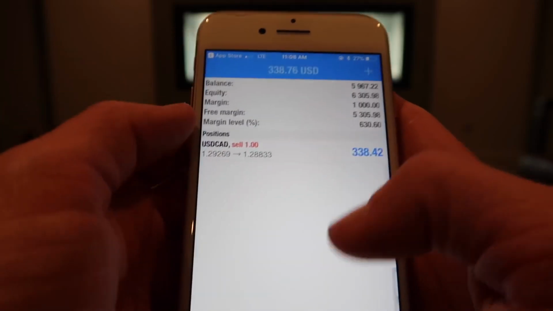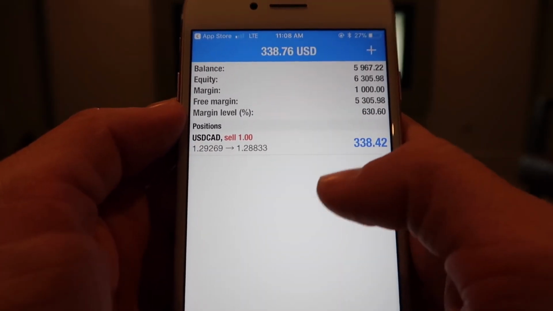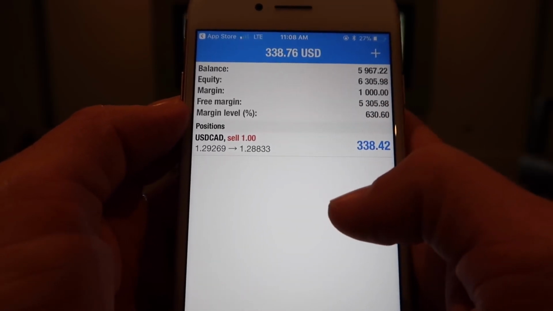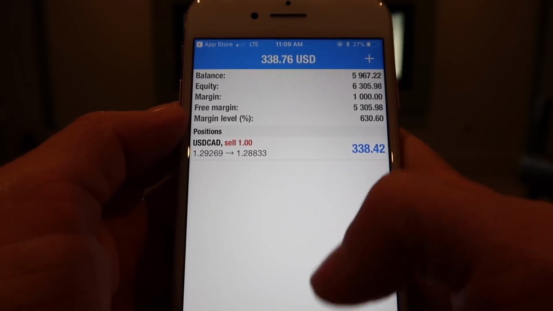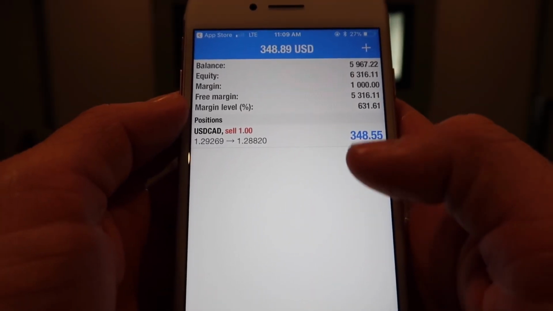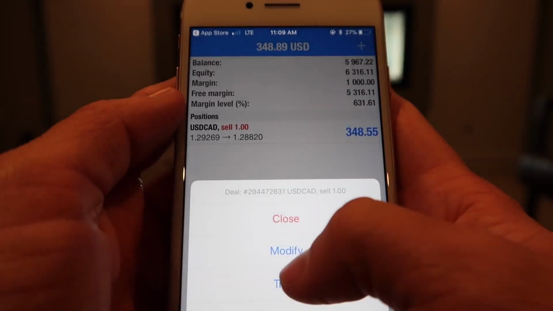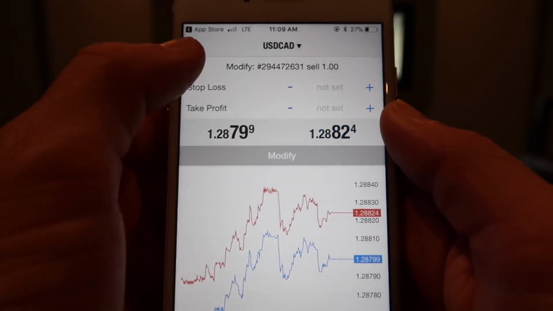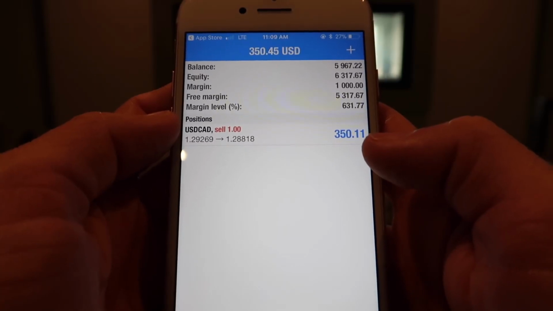But when you are going into a trade, I'm actually on this trade, USD CAD, so I did a standard lot. I have $5,000. I am risking this account a little bit, but I'm an experienced trader. So let's say that I'm in this trade right now. I'm up $348. So you can actually go right here and click modify, and you can change your stop loss or take profit.